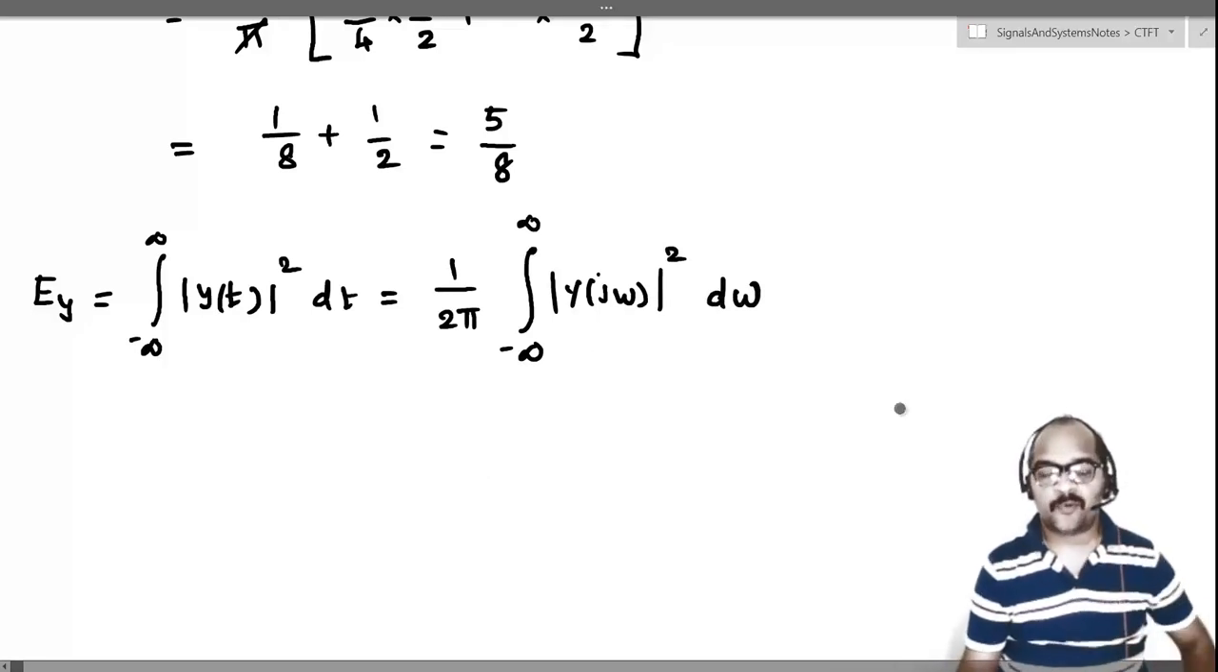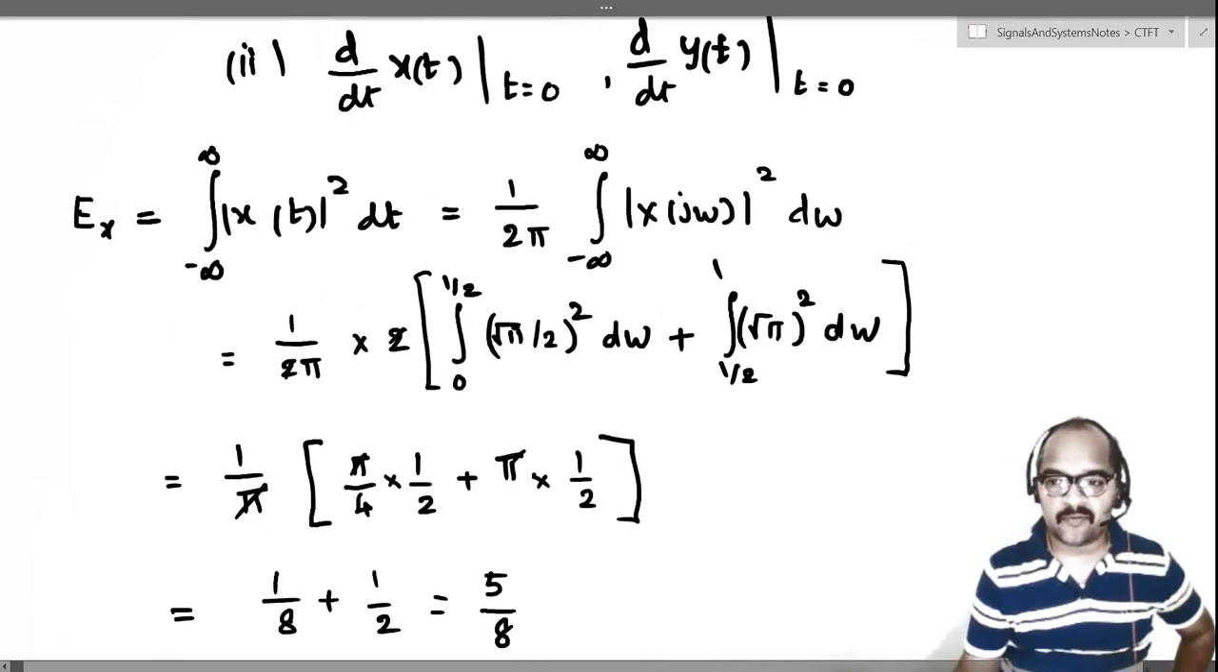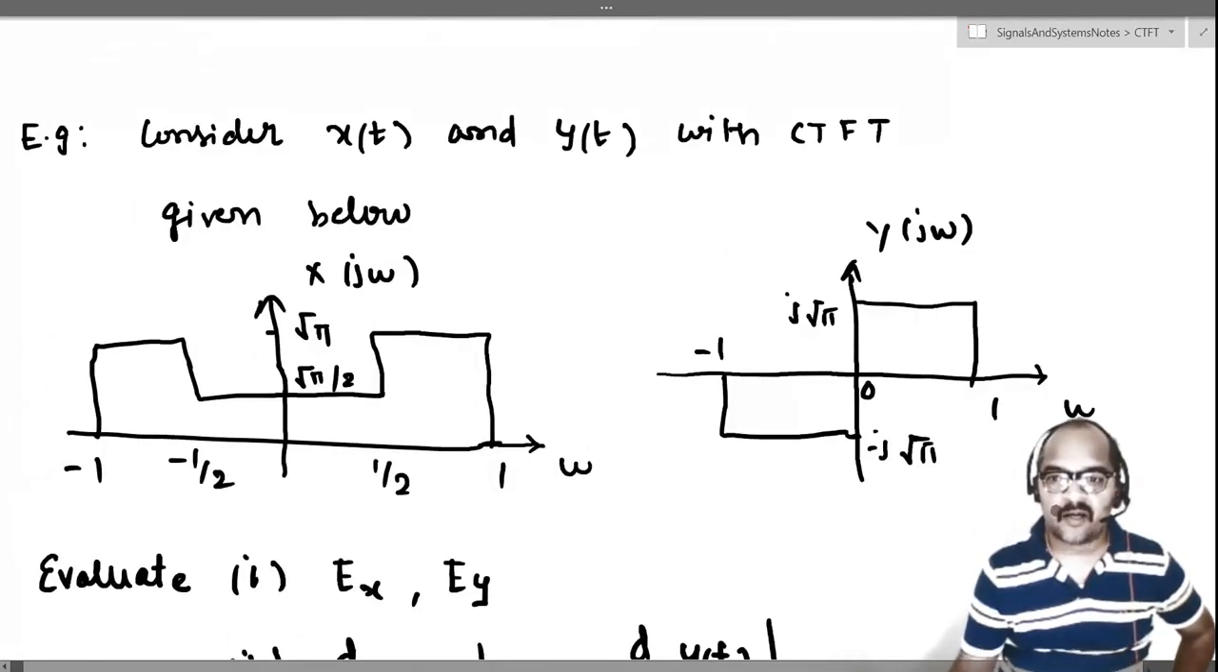So why did I put modulus? Because our y of j omega is given to be complex, and hence we have to take modulus first. So if you take modulus of this, how does the plot look?